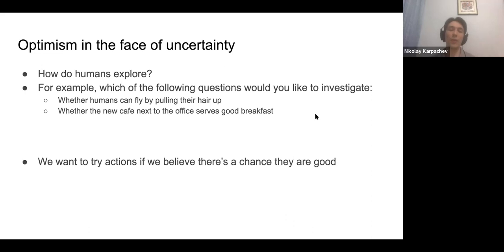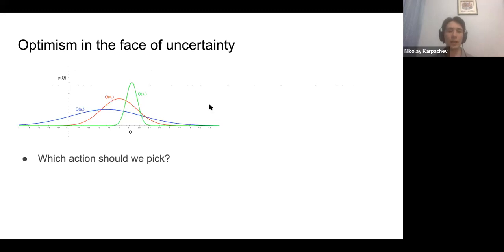And yeah, we want to try actions if we believe there is a decent chance they are good. So for example, let's move from the domain of people to the domain of RL agents. Let's imagine that we have an agent that has 3 possible actions, and the agent has some kind of knowledge about those actions.